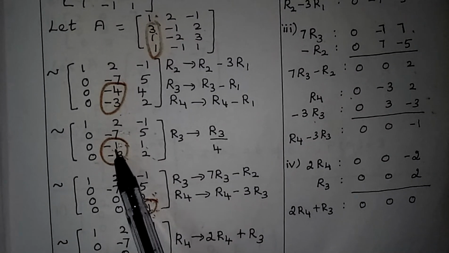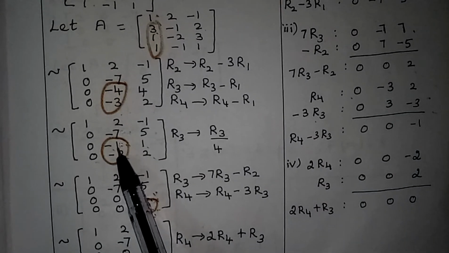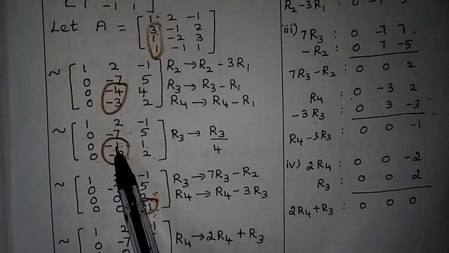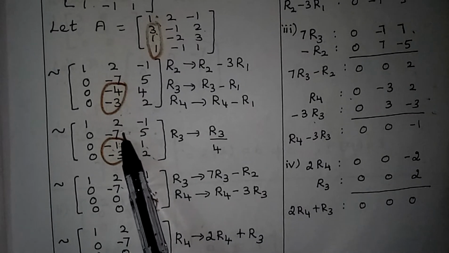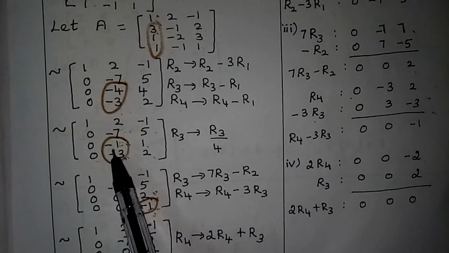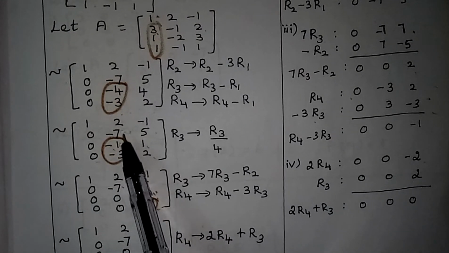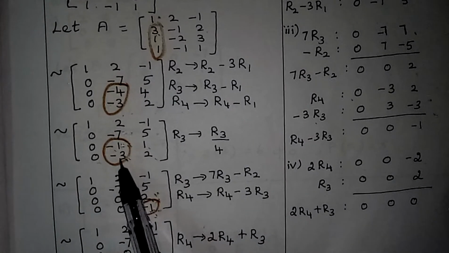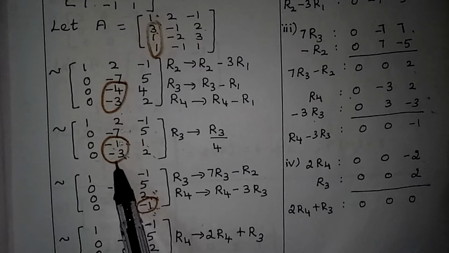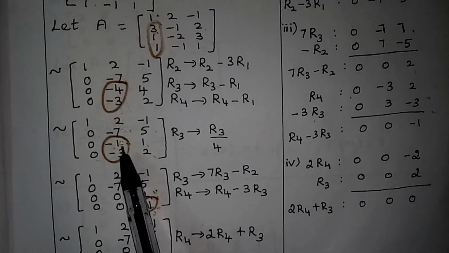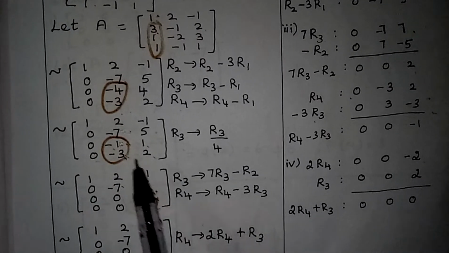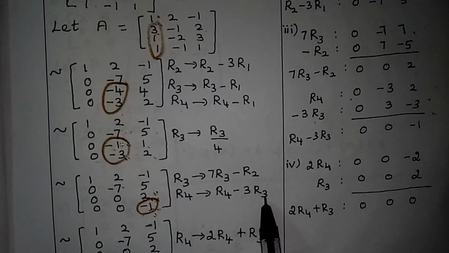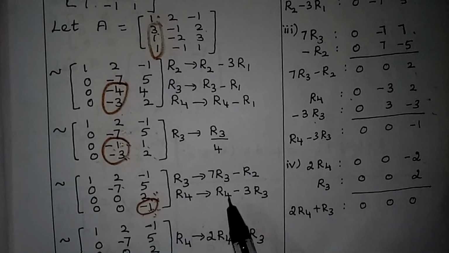So now how can you make this 0? I am taking R3 as well as R2. If you multiply this by 7, you will get minus 7. Then if you subtract along with R2, it will become 0. So multiply R3 by 7 and subtract it from R2: 7 R3 minus R2. Next, this term: minus 3 plus 3 is 0. So minus 3, that is R4. Then here we need plus 3, isn't it? So subtract minus 3 times R3. So the calculation is here.